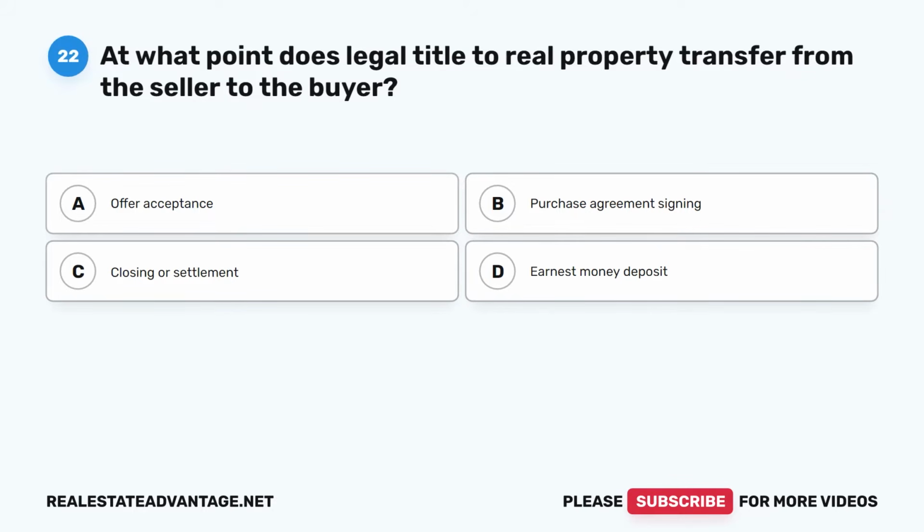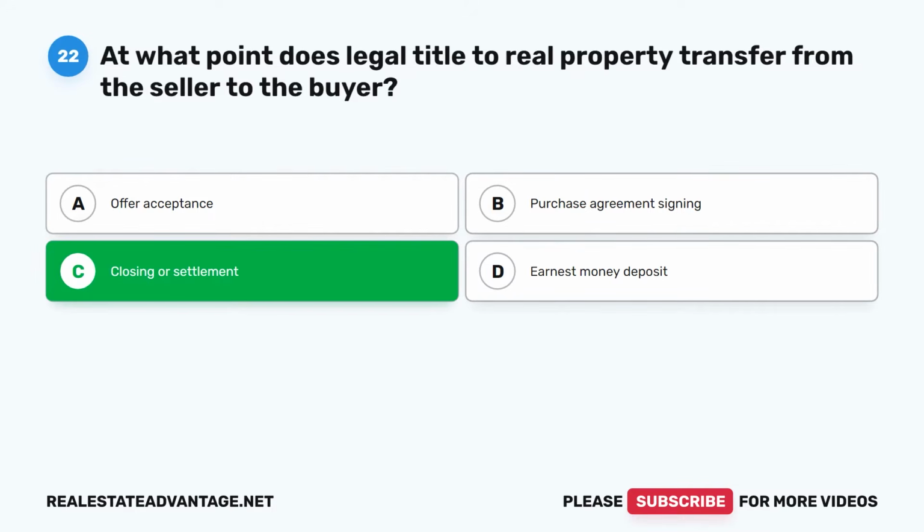Question 22. At what point does legal title to real property transfer from the seller to the buyer? A. Offer acceptance. B. Purchase agreement signing. C. Closing or settlement. D. Earnest money deposit. The correct answer is C.